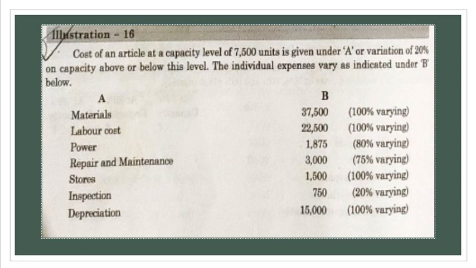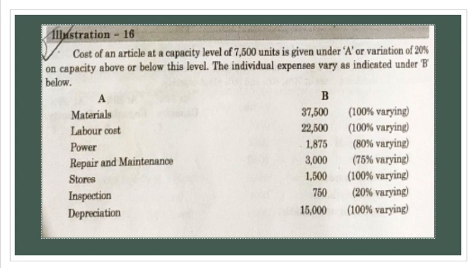In this video, we will be discussing illustration 16 for calculating the flexible budget. So cost of an article at a capacity level of 7,500 units is given under A, with a variation of 20% on capacity above or below this level. The individual expenses vary as indicated under B below.